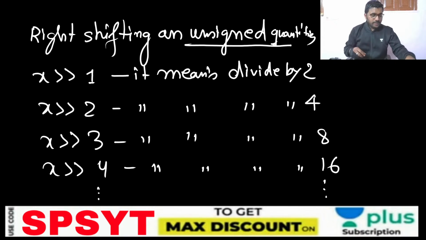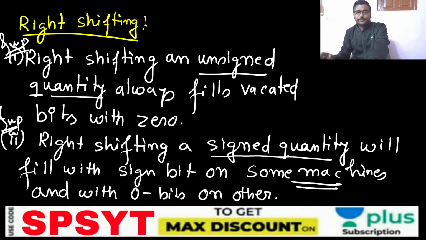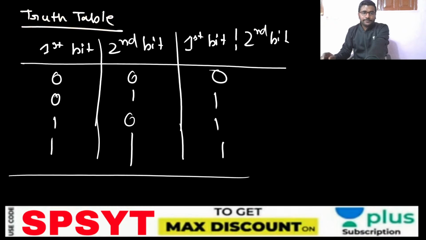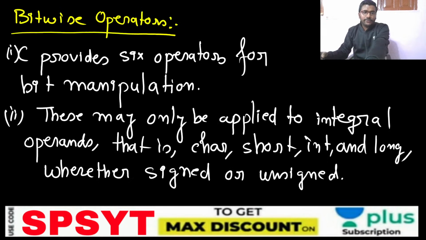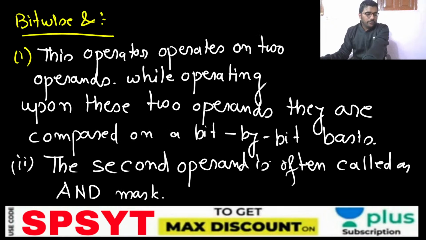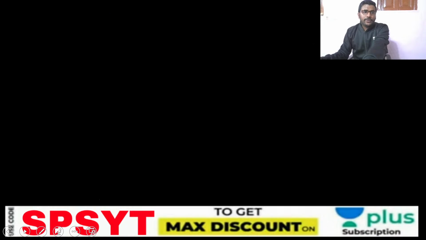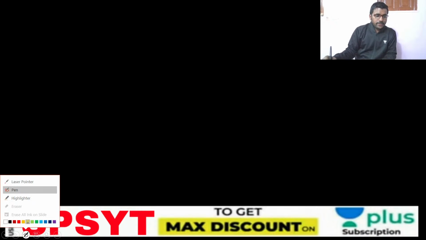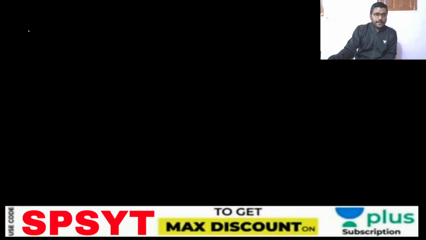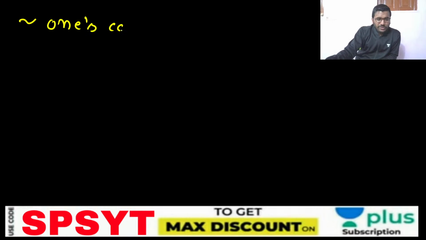Now we will see the last bitwise operator that is left, our ones complement unary operator. So shift we have seen, right shift also we have seen. Now we are going to see negation, that is called ones complement. You know that ones complement is a unary operator.